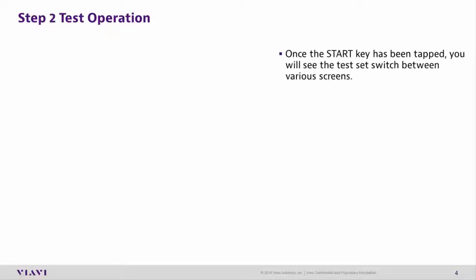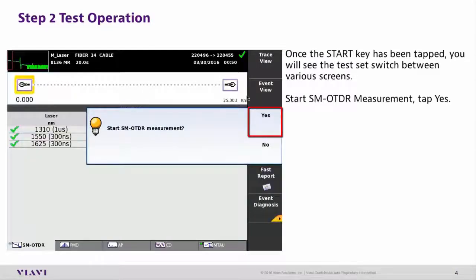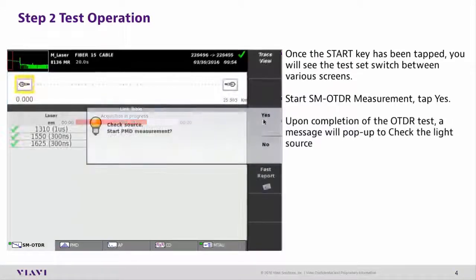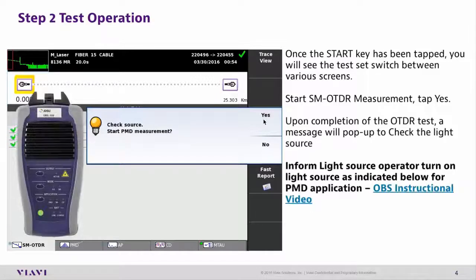Step 2. Test Operation. Once you tap the Start soft key, the unit will switch through various screens. The unit will ask if you want to start the OTDR measurement. Tap Yes. Upon completion of the OTDR test, a message will pop up asking you to check the light source. Inform the light source operator to turn on the light source as indicated in the OBS instructional video.